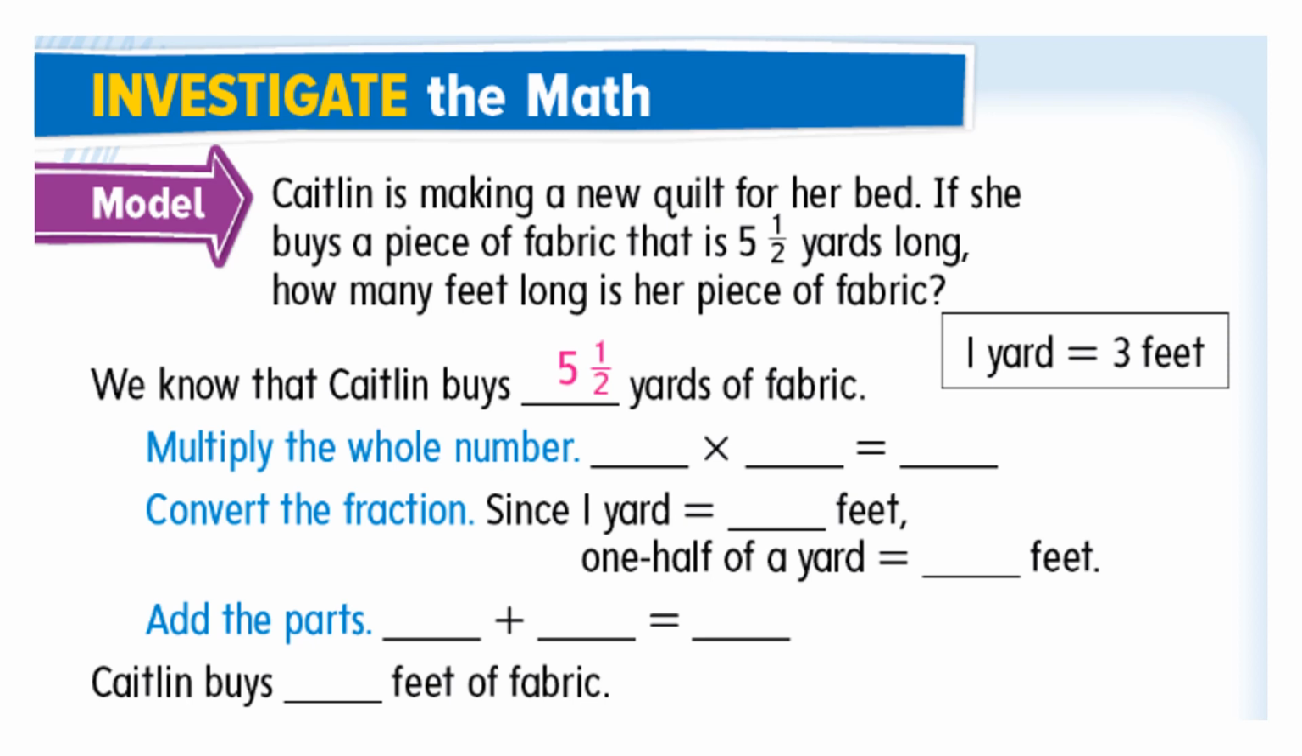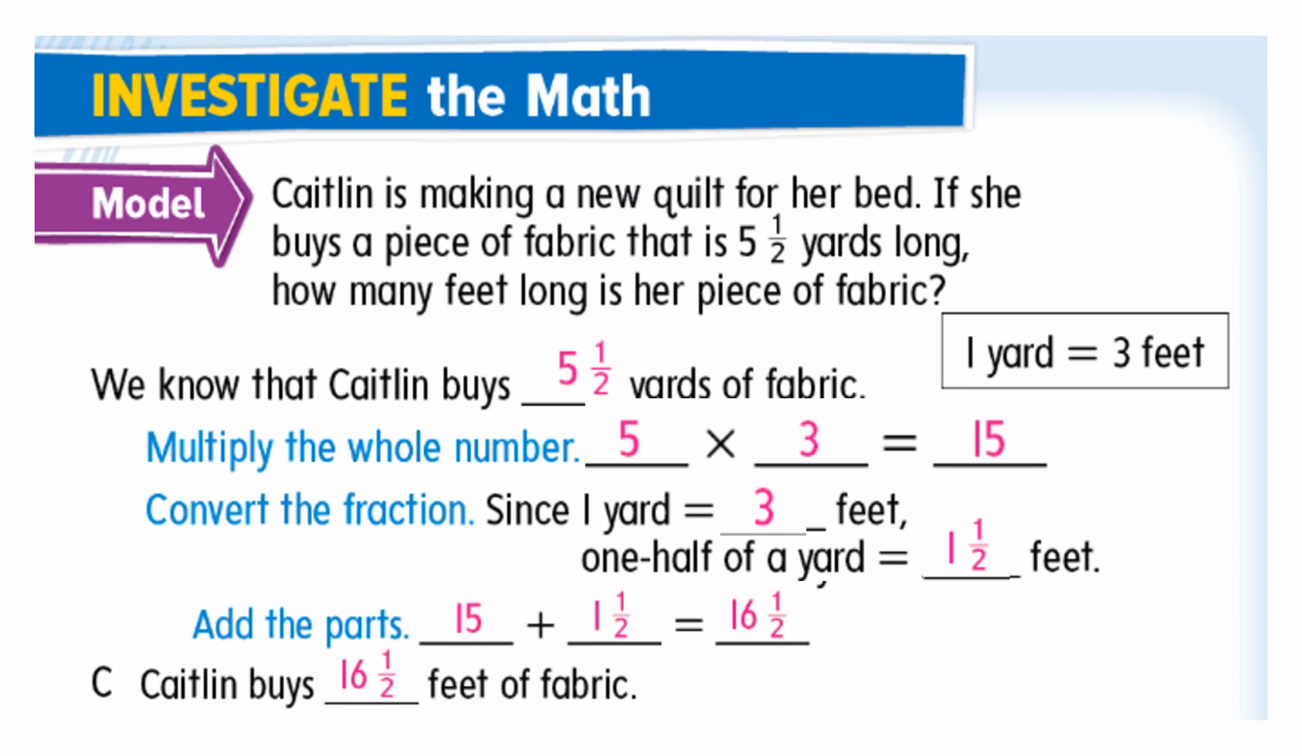So the first thing we're going to do is multiply the whole numbers. For every yard, there's 3 feet. So she had 5 yards. There's the whole number. Times 3 is 15. Now we have to convert the fraction to feet. So if you had half a yard, 1 yard is 3, so half of 3 is 1.5. And so when you add your 15 and your 1.5 together, you have 16.5 feet of fabric.